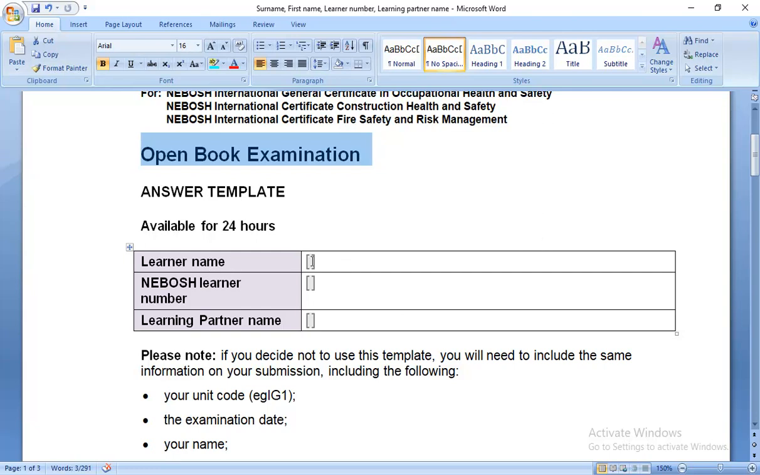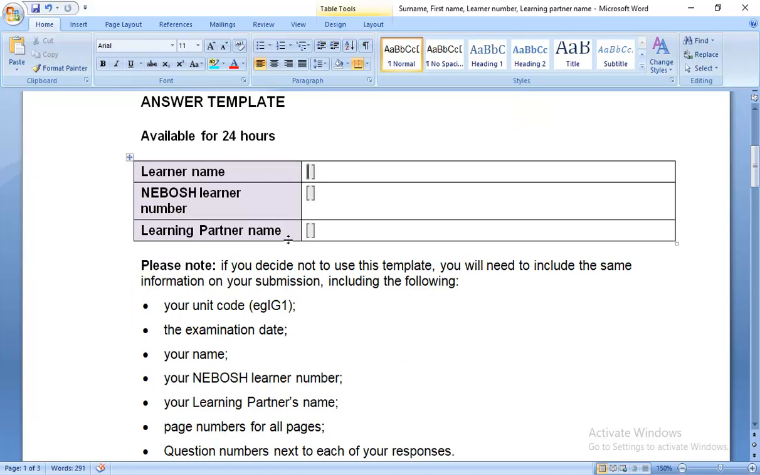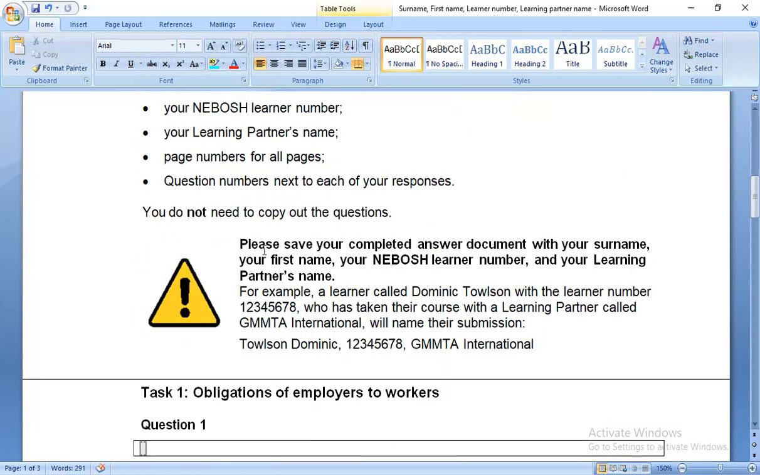Learner should place or mention their name here with the surname, then first name, then NEBOSH learner number and learning partner name. As advised, please save your completed answer document with your surname, your first name, your NEBOSH learner number and your learning partner's name, as we have saved this file with the surname, first name, learner number and then learner partner name.